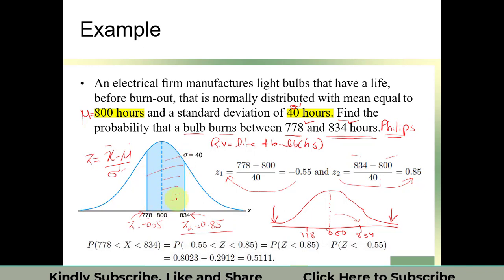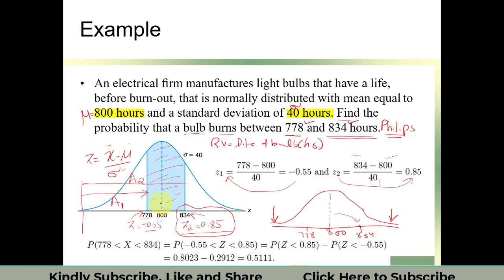Based on the similar questions we solved in previous videos, the table gives us the value from the extreme left hand side, technically from the lower tail. So we got our value for minus 0.55 from this extreme lower end up to this point, and you will say this area is equal to A1. Then for 0.85, the probability from the extreme left hand side till this line, the random variable value 834 or z equal to 0.85, we get this probability equal to A2.